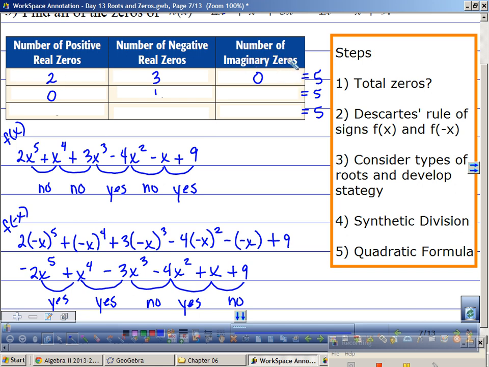Number of imaginary zeros. I can't have any imaginary because they're already taken up. If I had, in theory, if I had 2 in the positive direction and 3 in the negative, are there any left over to be imaginary? No. If I had 0 positive and 1 negative, how many would be left that were imaginary? There's one other possibility.